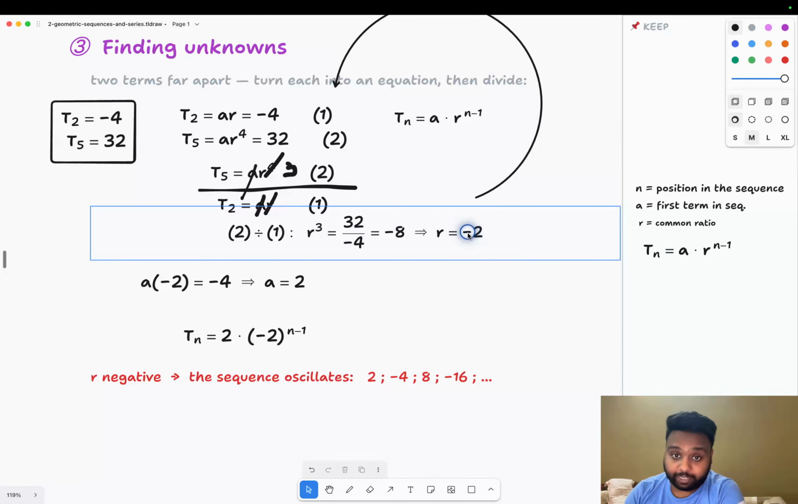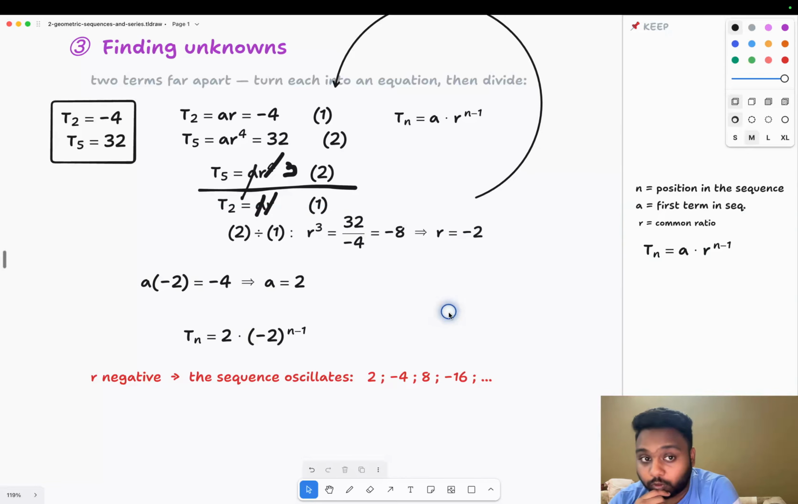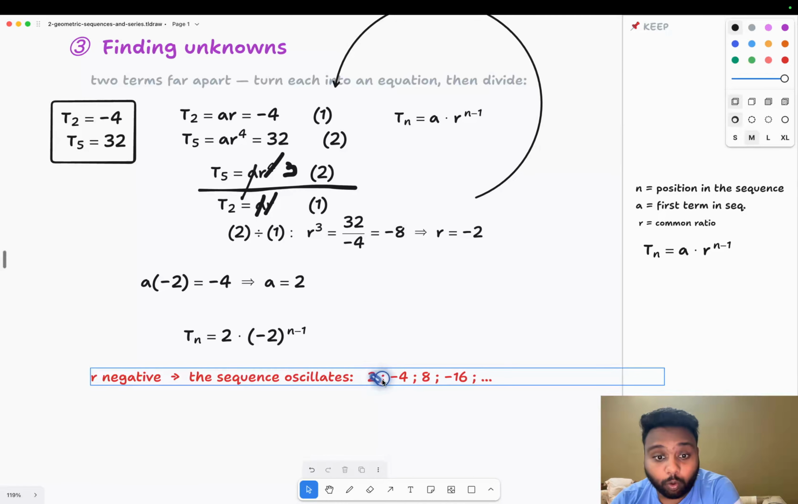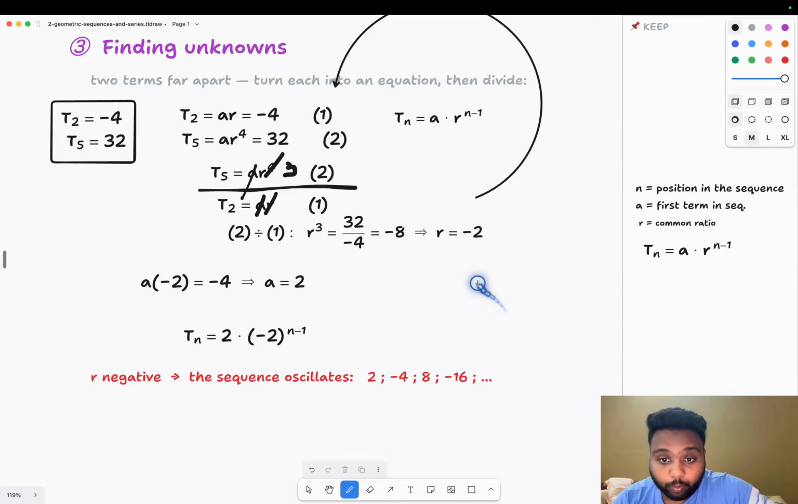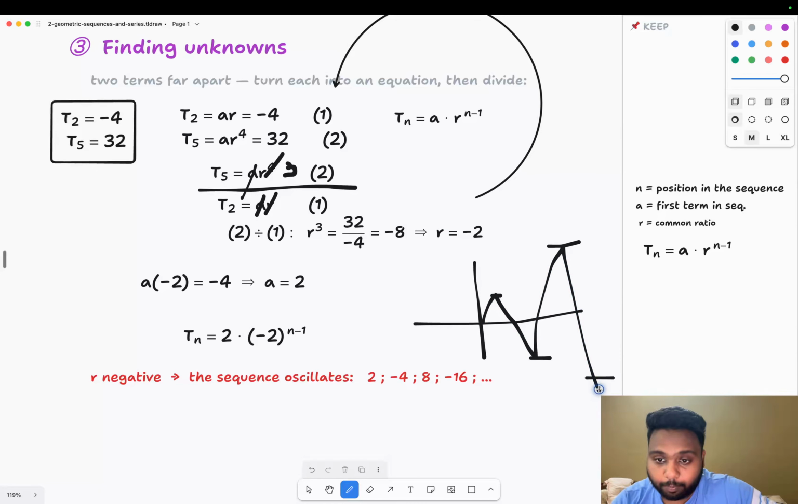that the value of r in our case is negative. So when the value of r is negative, the sequence that we have is going to oscillate. What I mean by oscillate is the sequence is going to go up and down in values. So let's say we have plus values here and we have minus values here. My sequence for the first term was at 2 and then it went to minus 4 and then it went to plus 8 and then it will go down to minus 16. So you see the values here are going up and down and up.